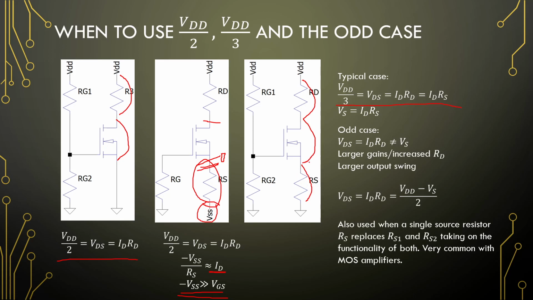But the odd case, and more common with a MOSFET, is that the voltage here is a much lower voltage. Still, you try to keep these two the same, and your design changes a little bit. That VDS equal to IDRD is VDD minus this VS over 2. Okay, so there are the 3 typical configurations and when to choose VDD over 2, VDD over 3, and the odd case when VS is a different value.